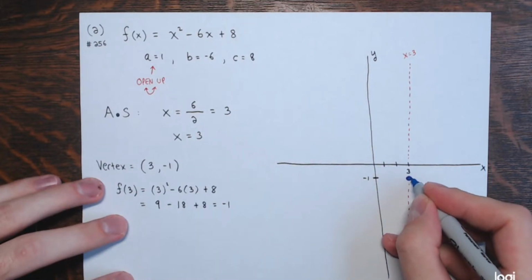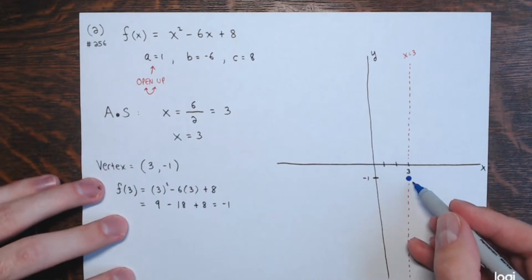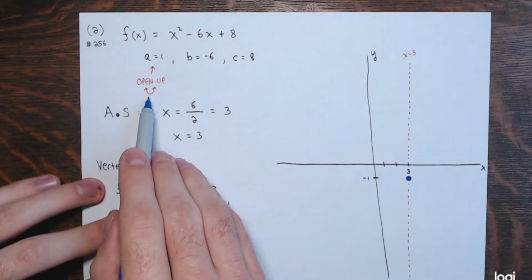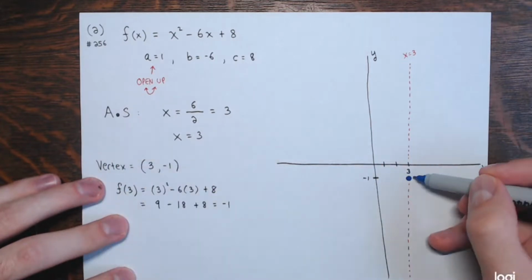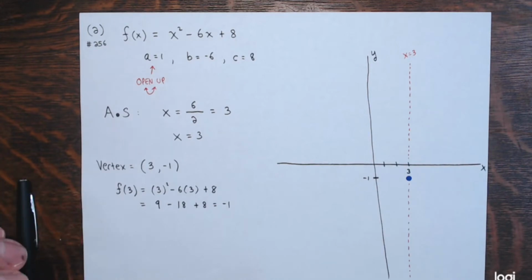And look, the vertex is below the x-axis, and it's going to open up. So I can tell right away that the graph is going to hit the x-axis. There are going to be two x-intercepts, which is what I'll get into now, finding the intercepts.